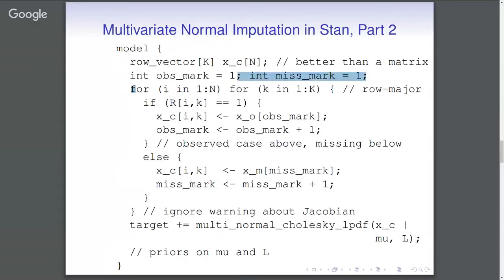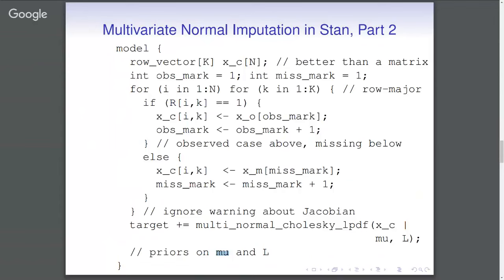So we loop over all the observations, we loop over all the variables, we fill in X_C. Some of its elements are known data, others of its elements are unknown parameters that come from X_M. Doesn't really matter. At the end of both loops, we just have a complete data likelihood statement. Multivariate normal using cholesky underscore lpdf for X sub C, conditional on mu and L. Then we have priors on mu and L, and that's the end of our Stan program.